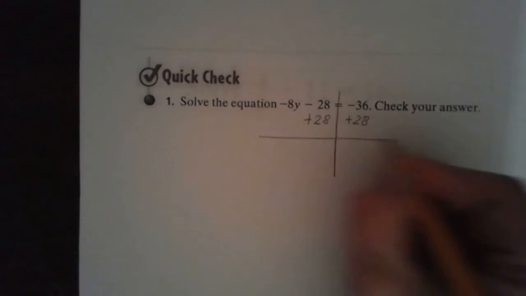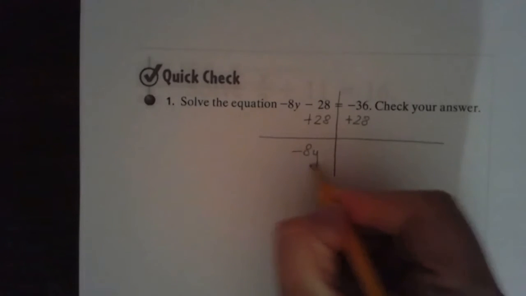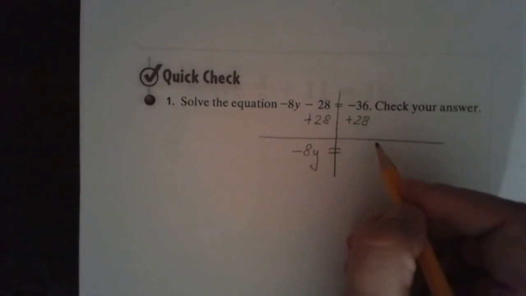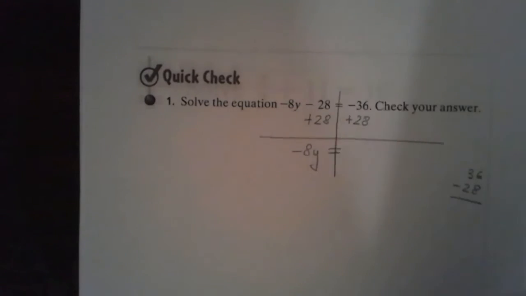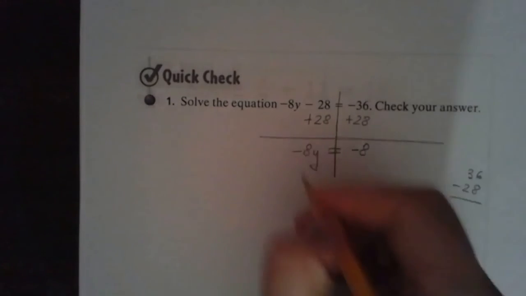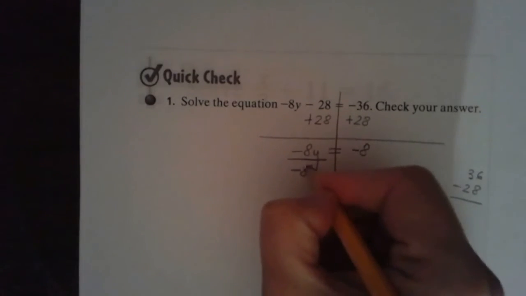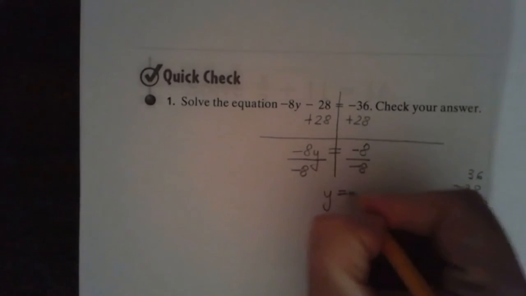Now, what does that leave me with? It leaves me with negative 8y. And now I have different signs, so I have to subtract. So 36 minus 28, and that will be 8. And I have more negatives, so that's negative 8. I have to divide by negative 8 now. The final answer is 1.